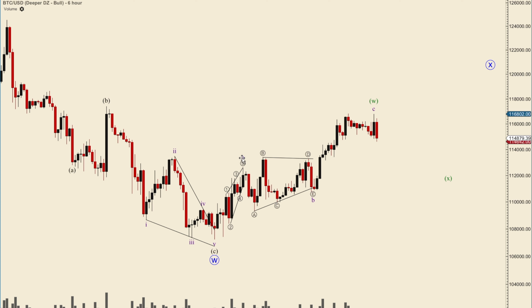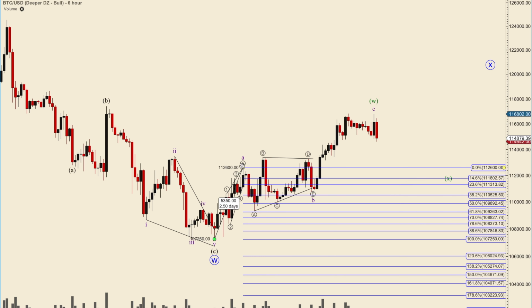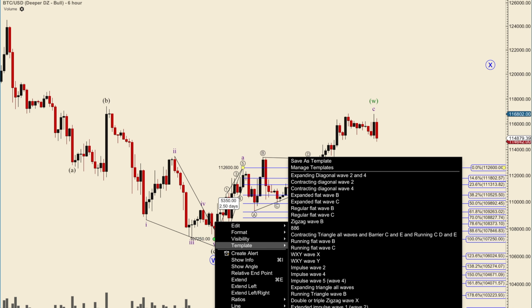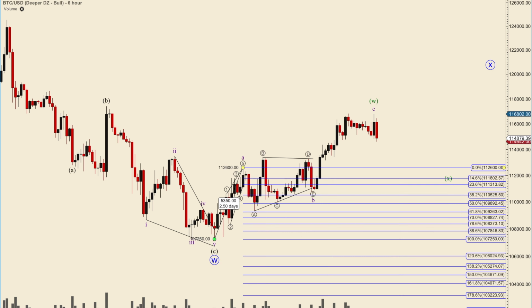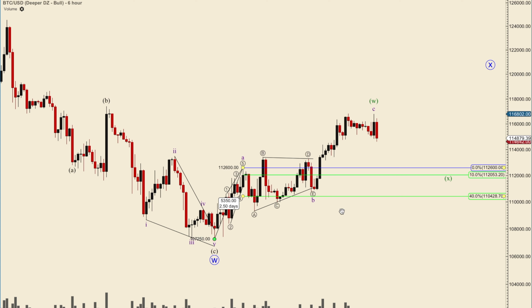So this is an A, B. We have a triangle in B, and a triangle in B like this, and it looks very shallow. But this is actually common, because here is the target for wave B of a triangle in a zigzag. So in a running triangle or a normal triangle, so contracting. You can see here that we are within this main target area. So this is totally fine for a triangle.